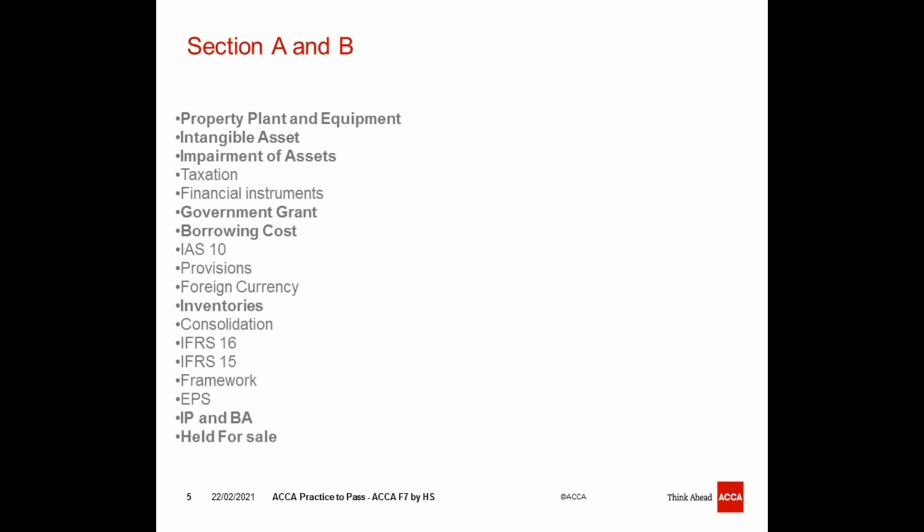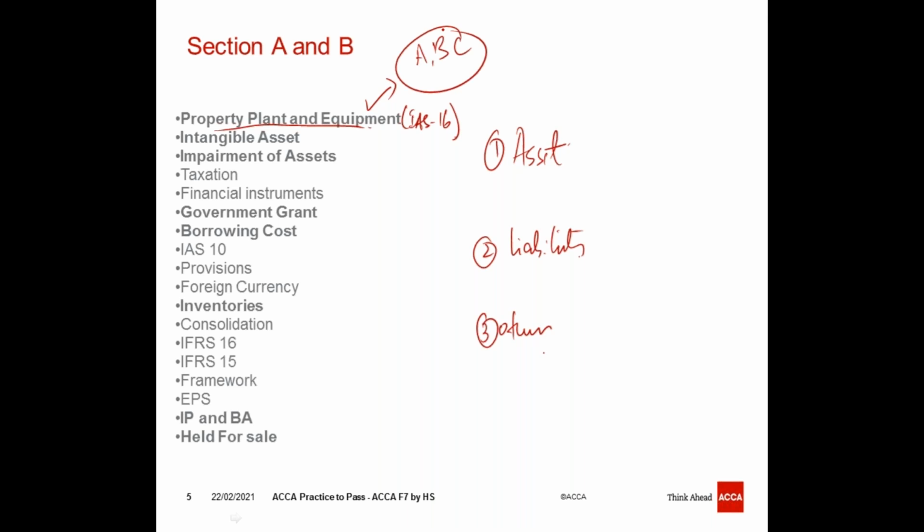Now these are the topics that are usually examined in section A and B. You will see that the examiner usually focuses on assets on a priority basis. The first priority the examiner usually gives is to assets, then liabilities, and then we have other standards. What do you mean by assets? Assets means IAS 16, property, plant and equipment. This is one of the most favorite standards of the examiner. It can be examined in section A, B, and C. This standard you need to learn from the heart.